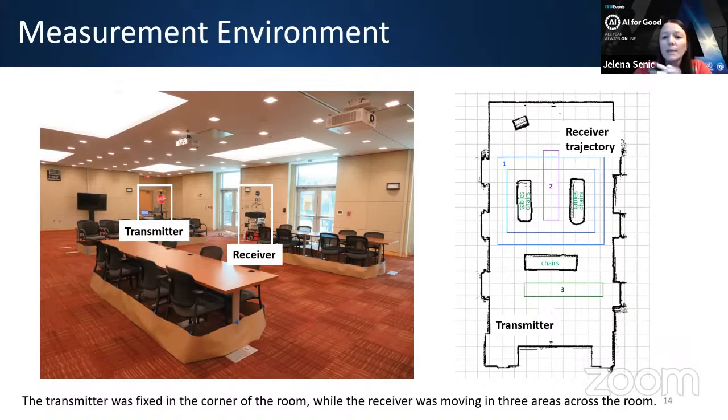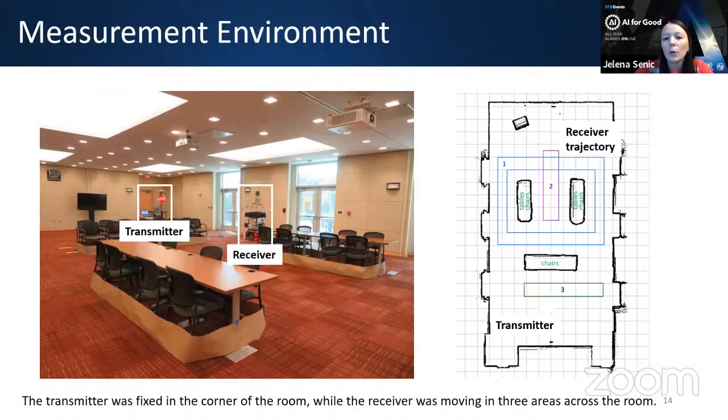And then on the right side, you can see the map of the environment. This is the map that the robot would make. Before we do real measurements, we come to the environment and map the area. The robot has a laser range finder. So next time we come to do real measurements, we can use this map and send the robot to different positions in the room.